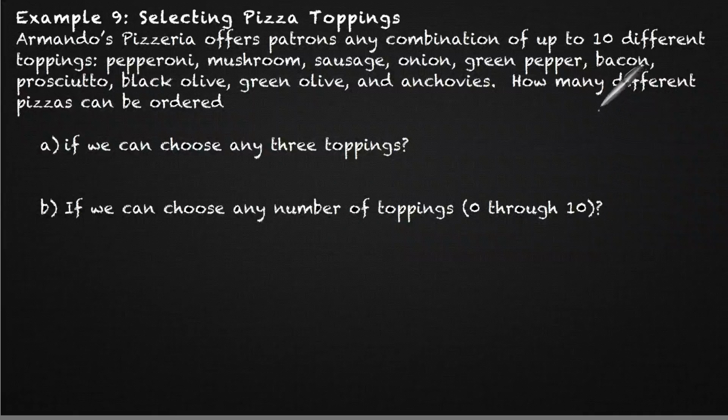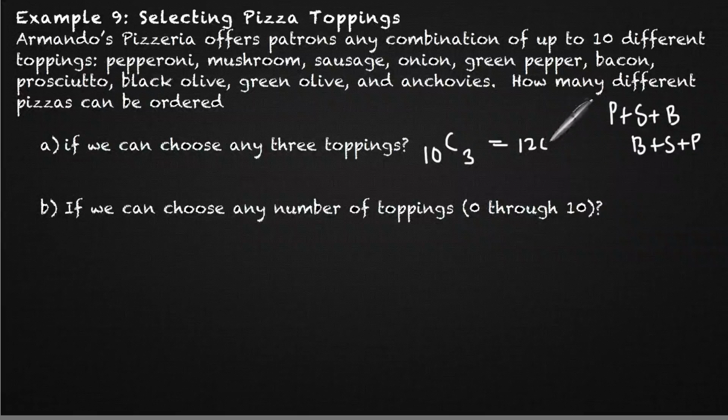Well, let's just think about this for a second. Is a pepperoni, sausage, and bacon pizza different than a bacon, sausage, and pepperoni pizza? No, it's not. They're all going to taste the same. So we don't want to count these as 2 different pizzas. Therefore, this is going to be a combination. If it's going to be any 3 toppings, then this is simply going to be 10C3. Out of 10 toppings, we're choosing 3, and that's going to give us 120 different 3-topping pizzas that Armando could offer.